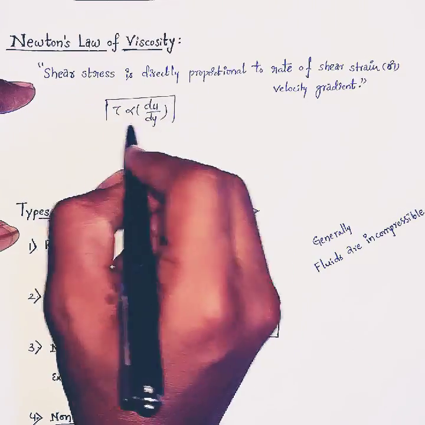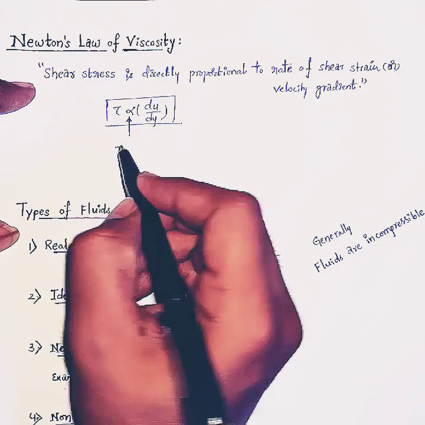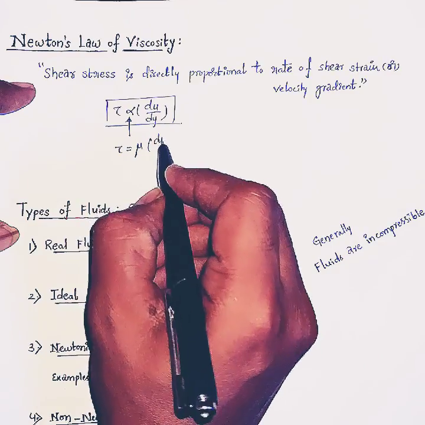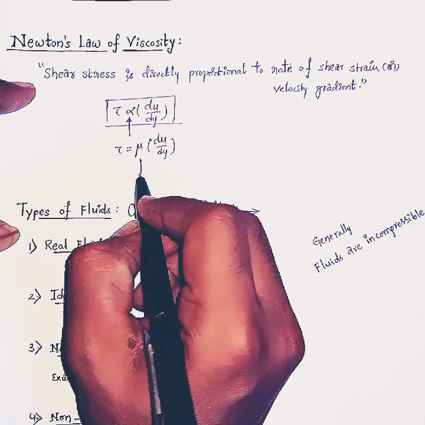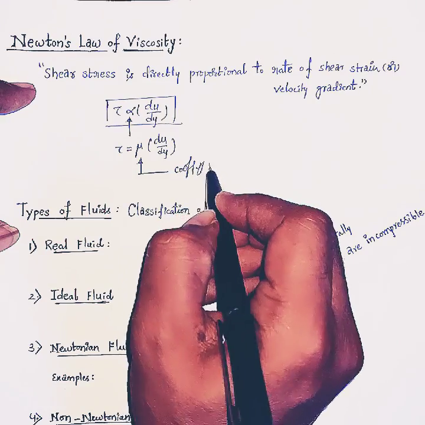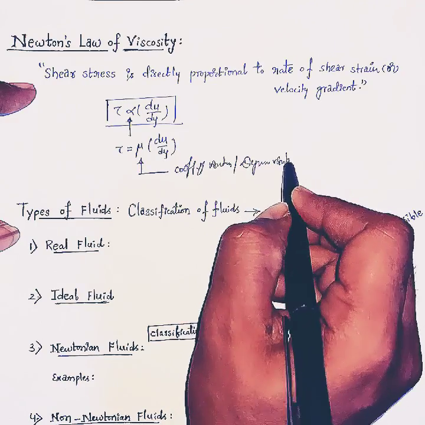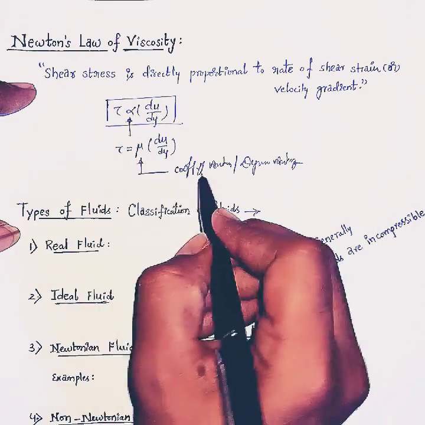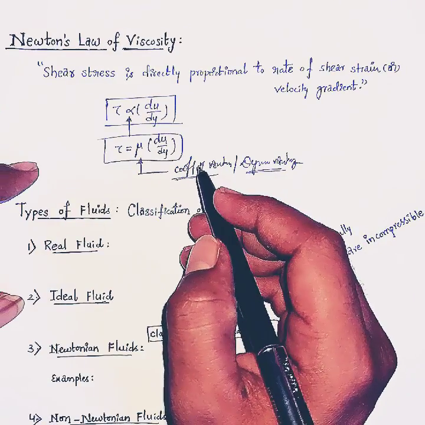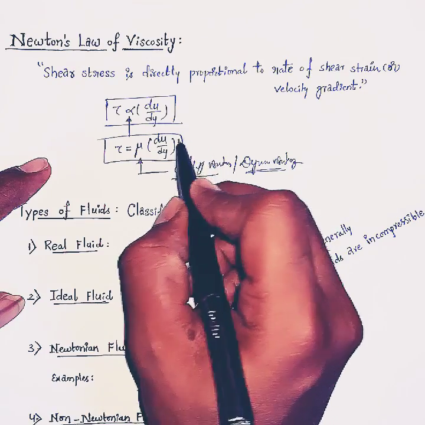If we remove this proportionality, we have to introduce one constant, that is viscosity. Tau equals mu into du by dy. Here mu is nothing but the coefficient of viscosity or dynamic viscosity. This is the law of viscosity which is derived by Newton.